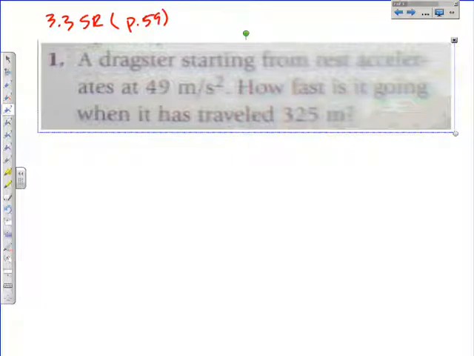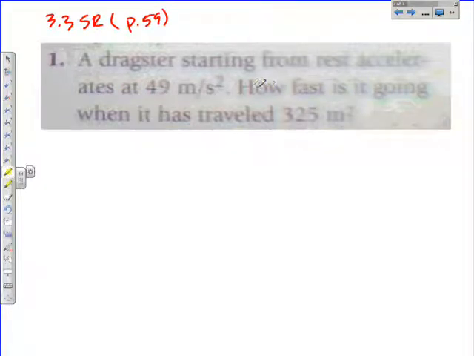Number 1 says, a dragster starting from rest accelerates at 49 meters per second squared. How fast is it going when it has traveled 325 meters? First thing we do, what is this question asking us for? If this says how fast is it going, that's asking you for a velocity. And more specifically, it's asking you for a final velocity, right? How fast is it going after it has traveled 325 meters?